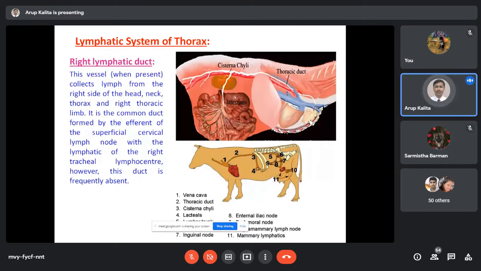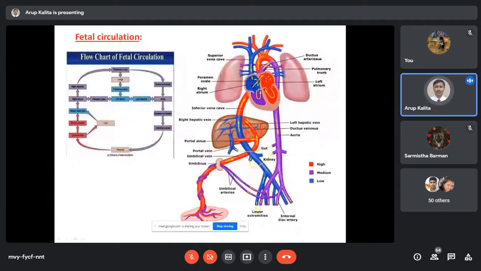Right lymphatic duct. There is another lymphatic duct present from the right side of the head, neck, then right forelimb, and right side of the thorax. That lymphatic duct is called right lymphatic duct. So this is all about it.